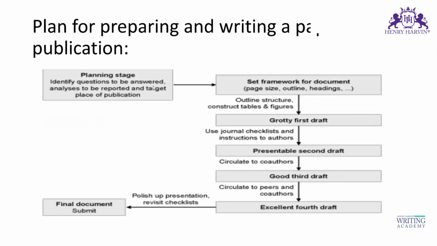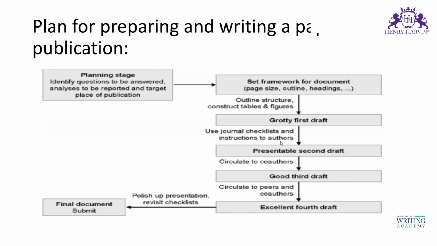This is the overall plan for writing a paper for publication, whether for a conference or a journal. First, there is a planning stage, where you identify the question you need to write a paper on. Then you set a framework, the structure that we have discussed. You write the first draft. You check it against all the checklists provided by the journal or publication.